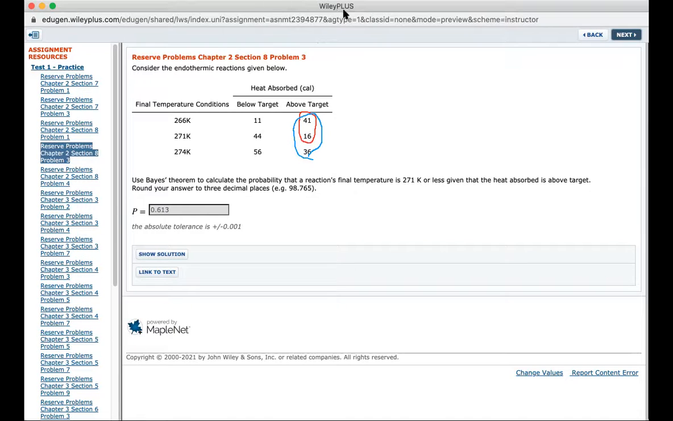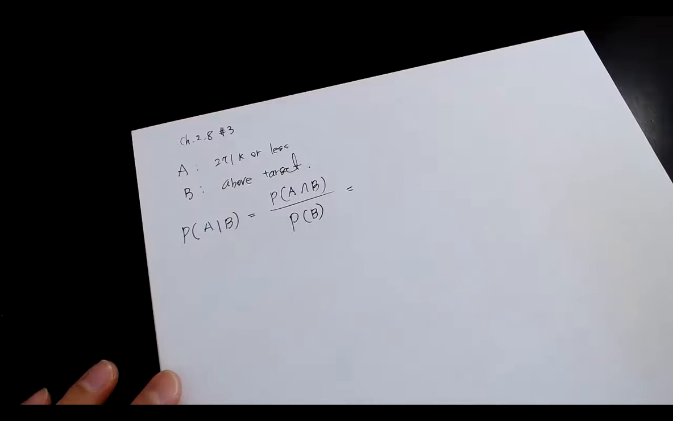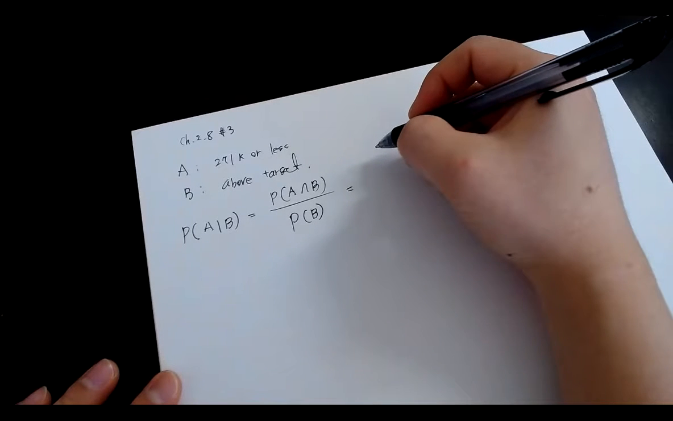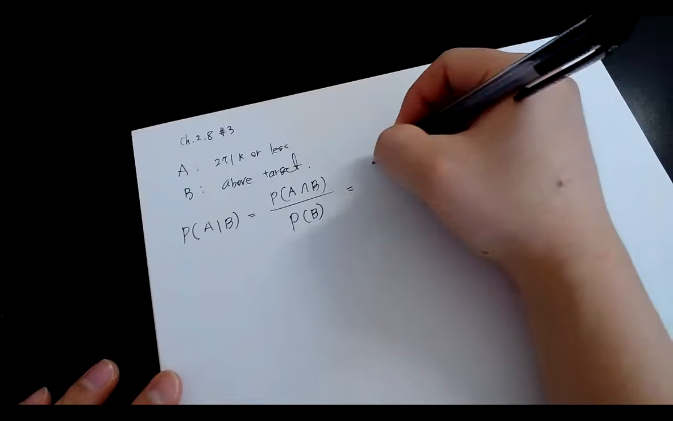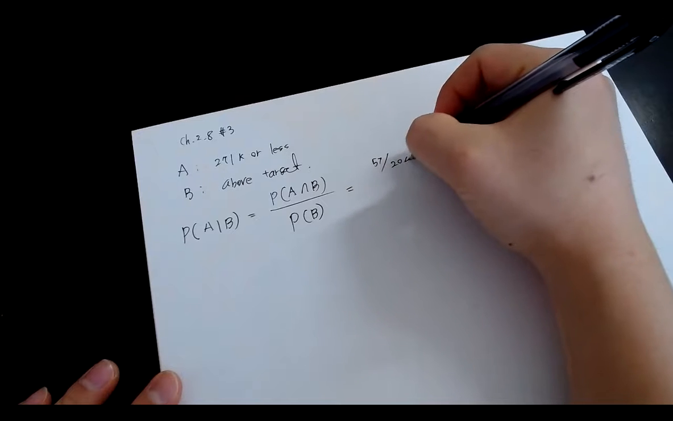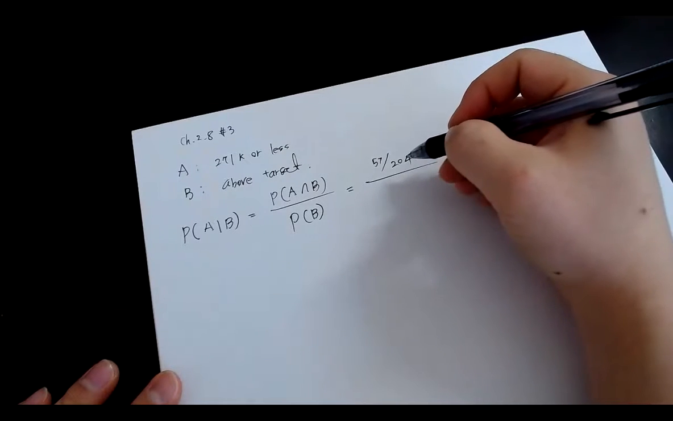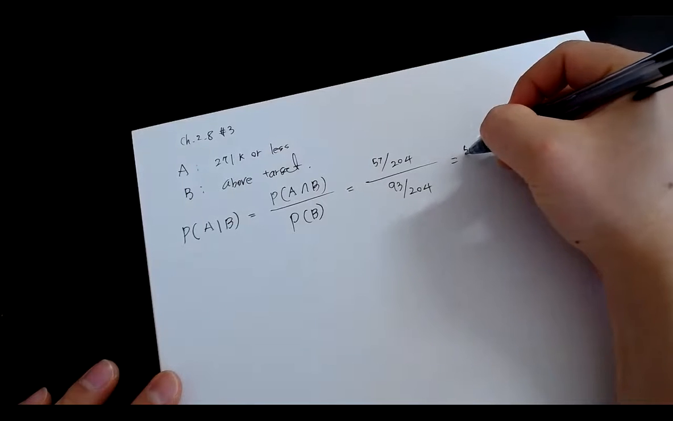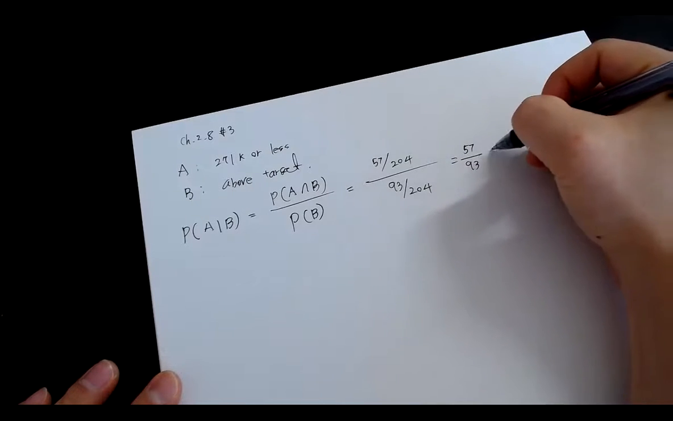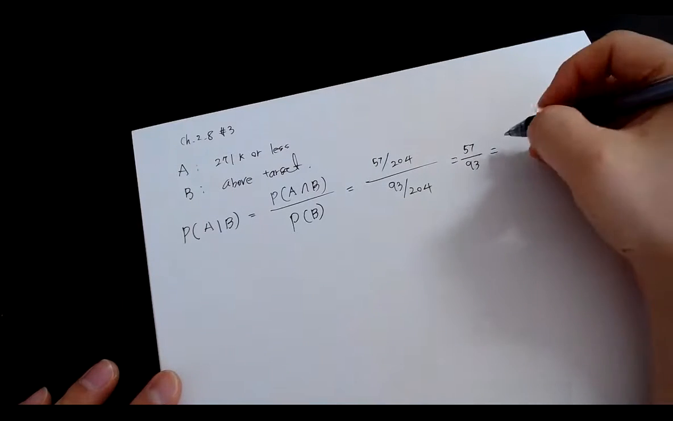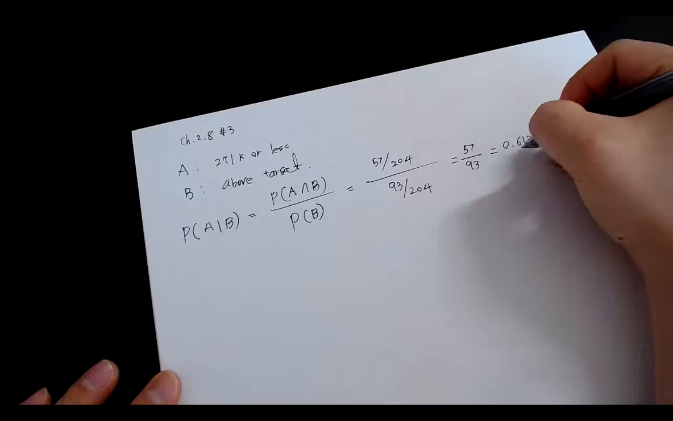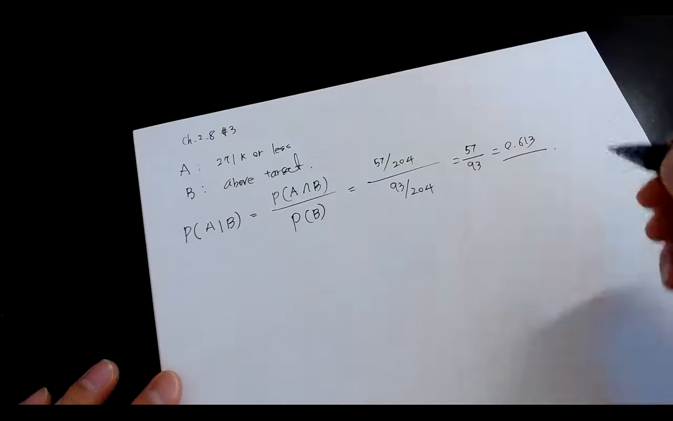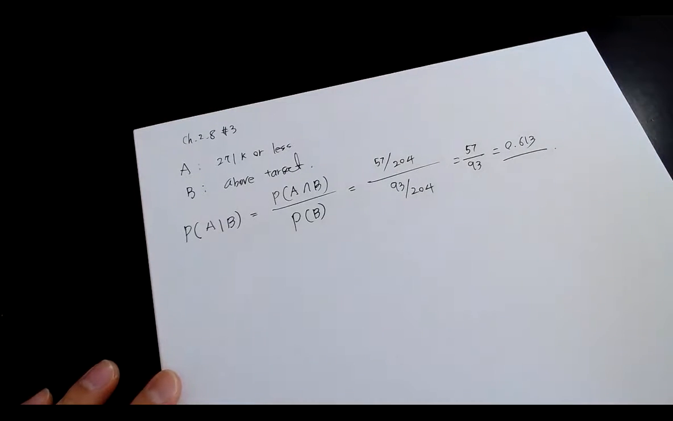Okay. So now this is going to be 57 over 204 over 93 divided by 204, which is 57 over 93. It's going to be 0.613, because the problem says to round the answer to 3 decimal places.